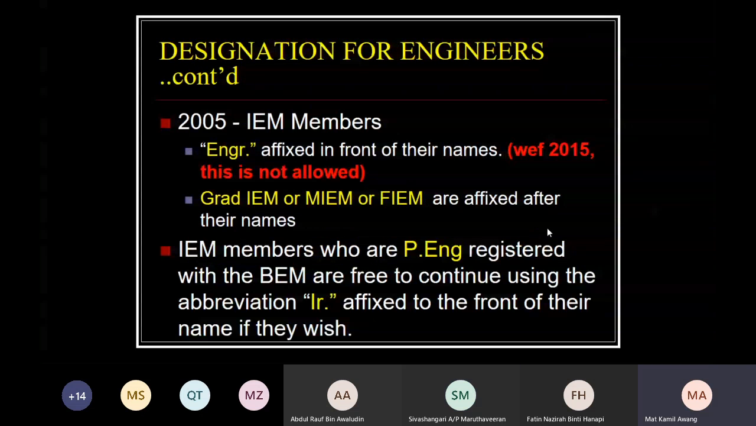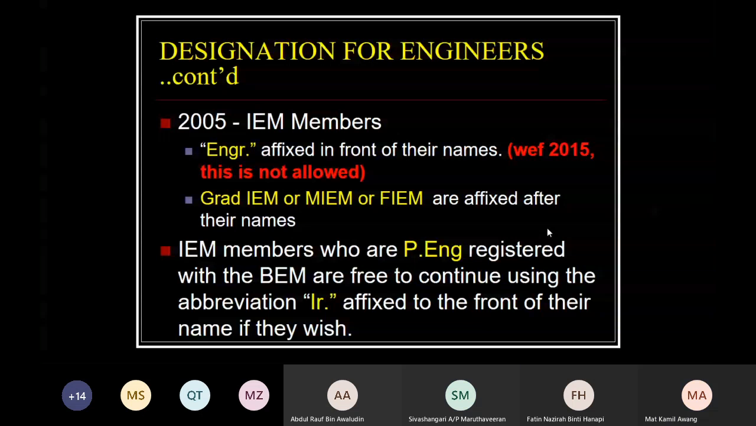So far, in 2005, IEM members then used the title ENGR in front of their name to indicate they are an engineer. Starting from 2005, and this has actually been banned by the Board of Engineers with effect from 2015. From 2015 onward, engineers who are not registered with the Board of Engineers cannot use the title ENGR in front of their name.